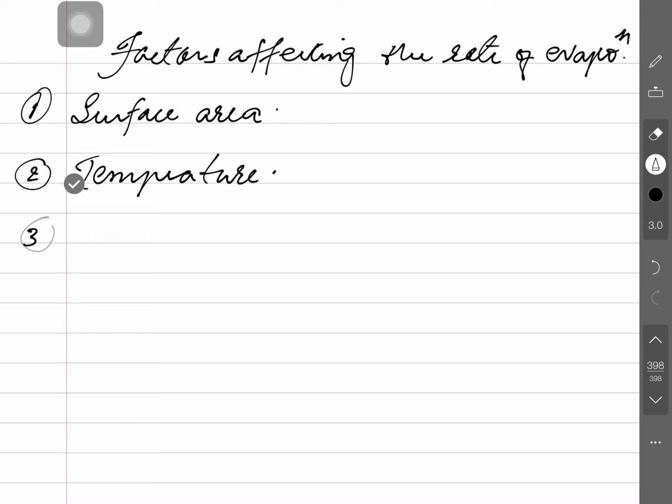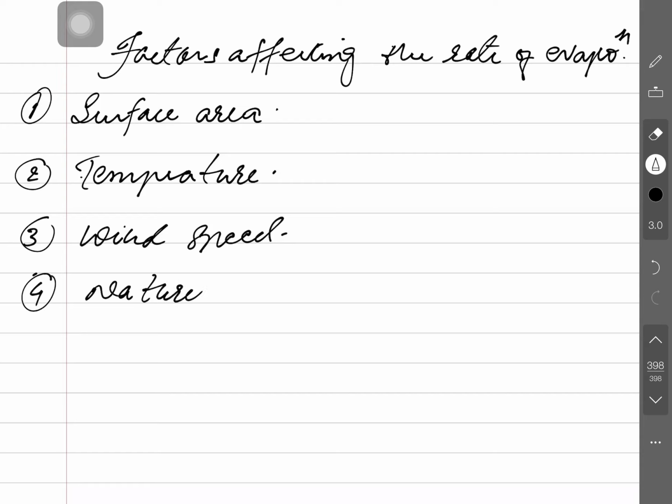After that, wind blowing is also a factor, that is wind speed. I will explain to you how this happens. Wind speed, and next the nature of liquid also. These four are the factors affecting the rate of evaporation. Surface area, and I need to explain how this happens here.